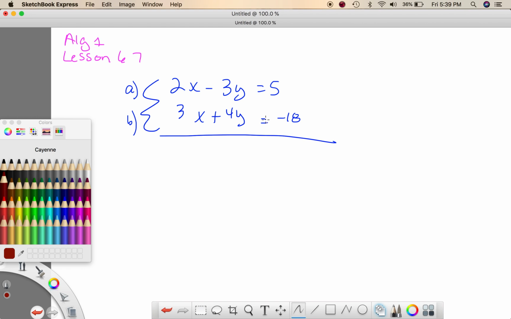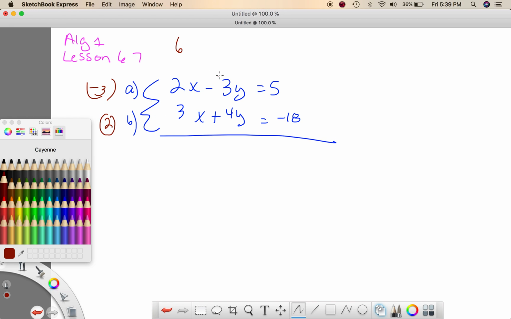The book multiplied A by -3 and B by 2 because the least common multiple for 2 and 3 is 6. So what do I need to multiply 2 by to get 6? -3, and 3 by 2 to get +6. Now, I could have multiplied this by +3 and this by -2. It doesn't matter. One of them has to be negative because they're both the same sign. I need them to be opposite.